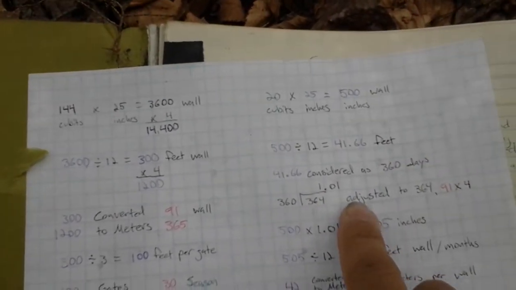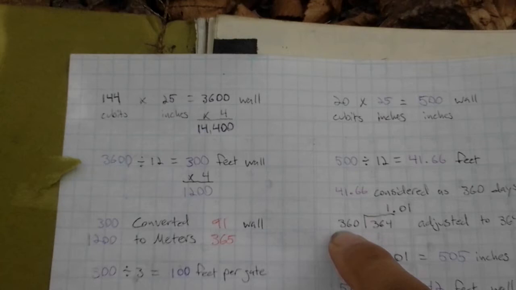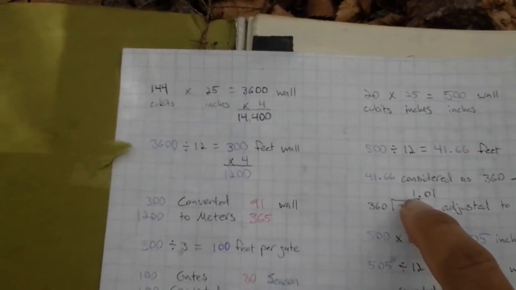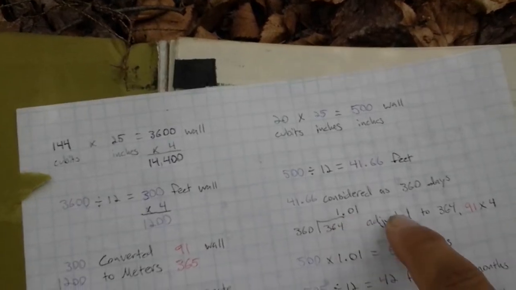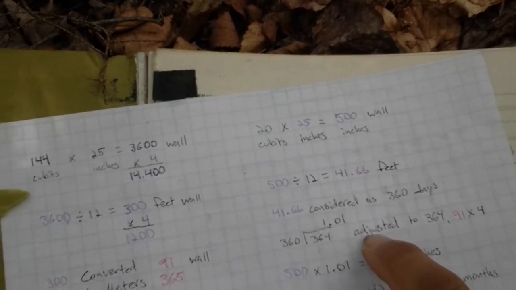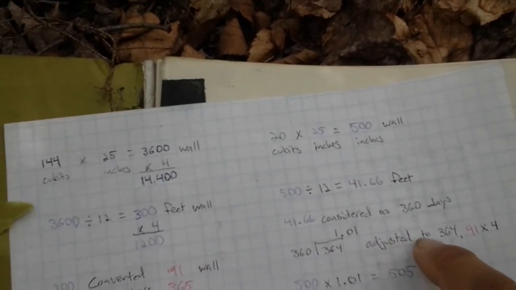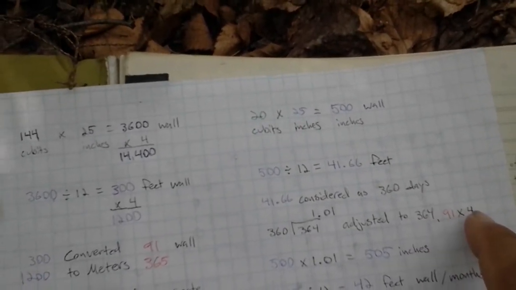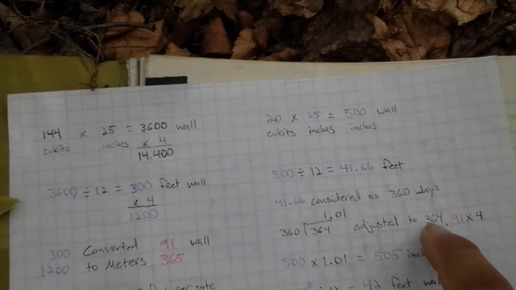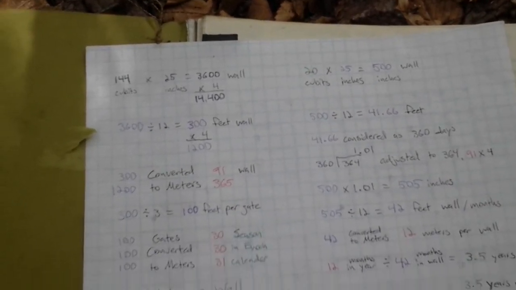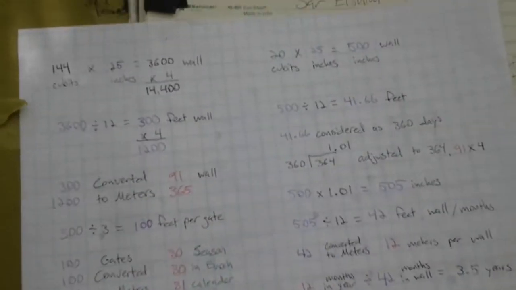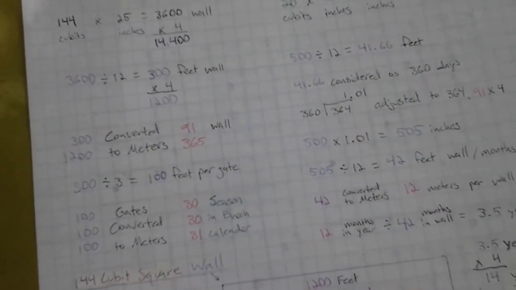And that's what we're doing here. We're adjusting. So you take 360 days, divided by 364, is 1.01. And again, what we're doing is we have a figure adjusted to 364. Again, this is 91 times 4. And again, we're using 364, guys, because it's just more accurate in doing these calculations than the 365 day, all right?